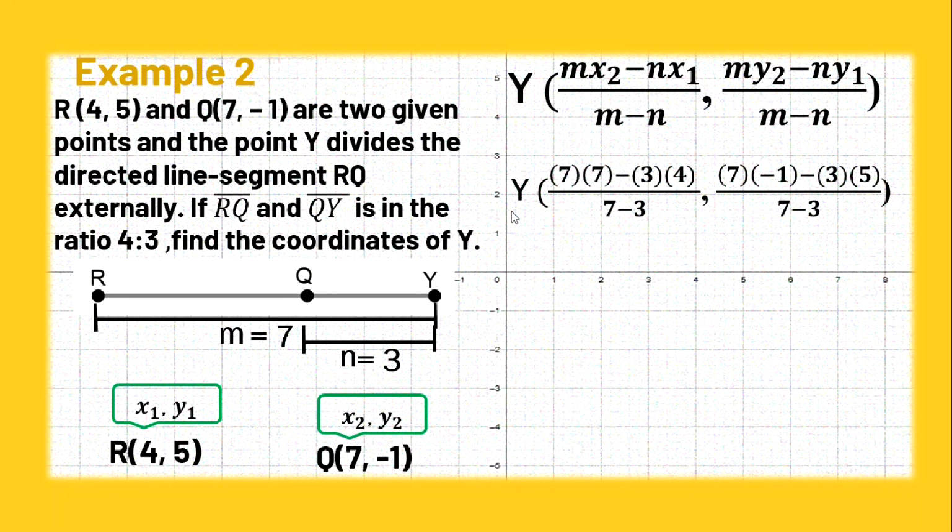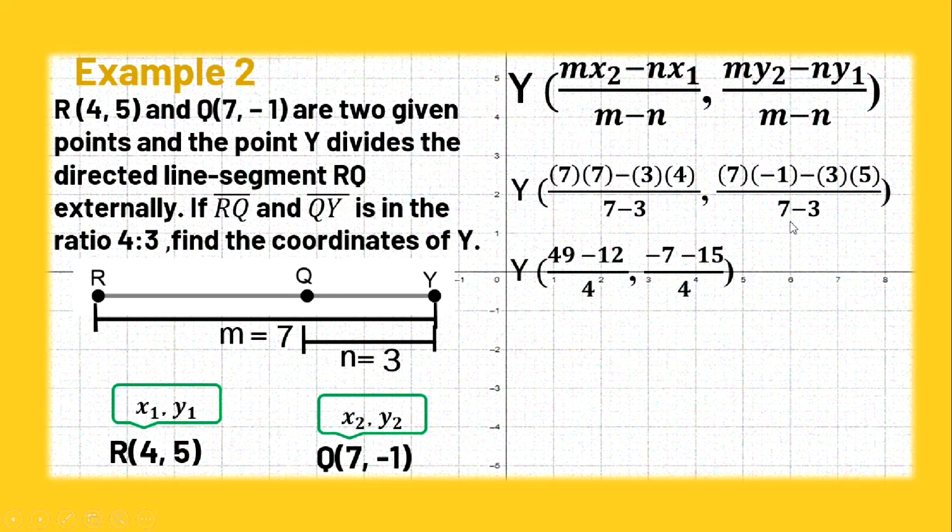So, we have our M is 7, our x sub 2 is 7, minus our N is 3, x sub 1 natin is 4, all over 7 minus 3. For our y value, we have M natin is 7, our y sub 2 is negative 1, minus our n is 3, y sub 1 natin is 5, all over 7 minus 3.